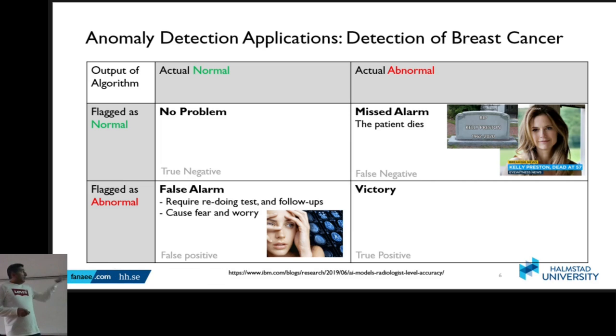Look at another example. Anomaly detection can be used in disease detection, for instance, breast cancer. Now with AI, we can detect breast cancer with 95% accuracy. But what about the 5% we miss? If we miss them, then the patient might die. But if you give a false alarm, you tell a patient that doesn't have cancer that they have cancer, the patient might be filled with fear and worry, and it can also be costly for the hospital. They need to redo the exams and follow-ups and so on. But if you detect the anomaly as a true anomaly, it's a victory. And if you say that a normal patient is normal, you didn't do something special, right?